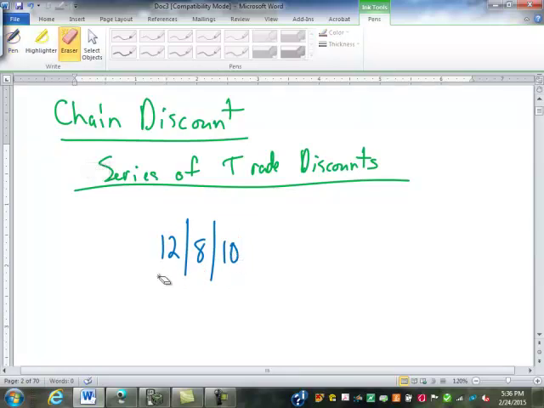Now, does this mean we have 12 plus 8 is 20 plus 10 is a 30% discount? No, we don't. They don't add the percents together. They take them one after another. Let me show you what I mean. This is where we go back to what we were talking about before with using that complement or 100 minus. If we have a 12% discount, what percent are we left paying? Yeah, 100 minus 12 is 88.